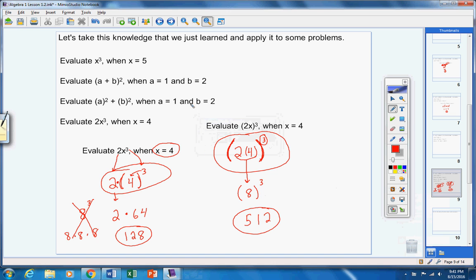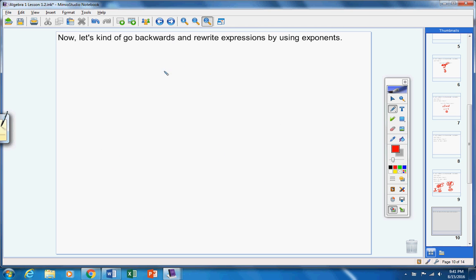Okay, students, let's go ahead and move on. I hope you're getting this. If you got to back it up and watch it again, please feel free to do that. Now, let's kind of go backwards and rewrite expressions by using exponents, okay? Copy this problem in your notes, please.